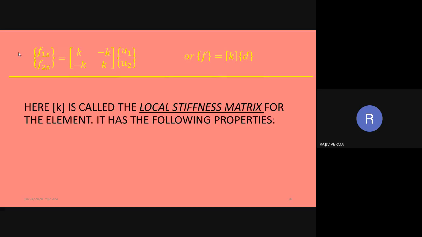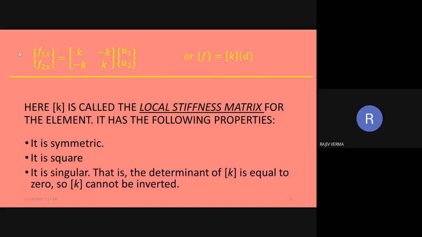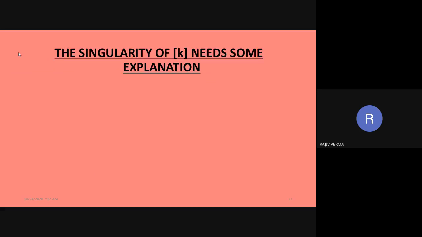Here, K is called the local stiffness matrix for the element. It has some properties which we have already been discussing. It is a symmetrical matrix. It is a square matrix, of course. It is singular. That is, the determinant of K is equal to 0. So the K matrix cannot be inverted.